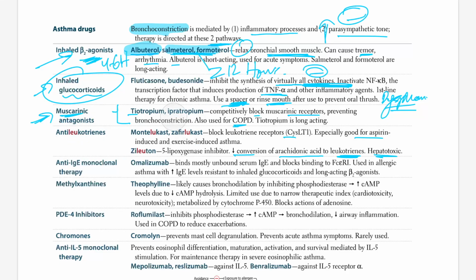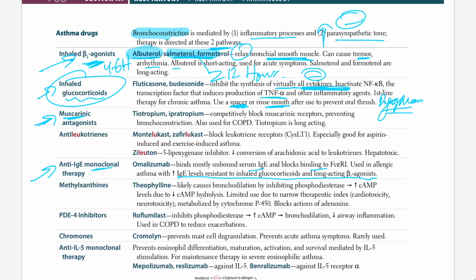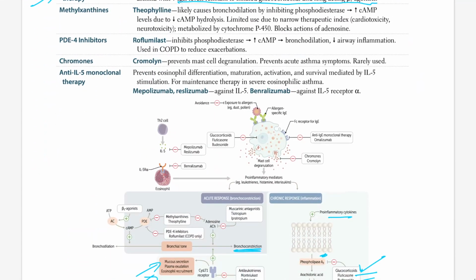Then you have the other one, which is anti-IgE monoclonal therapy, omalizumab. MAB is always monoclonal antibody, right? So omalizumab is IgE monoclonal therapy. It binds mostly unbound serum IgE and blocks the binding to Fc epsilon R1. It is used in allergic asthma with increased IgE levels resistant to inhaled glucocorticoids and long-acting beta-2 agonists. So let's look at that in the picture. Omalizumab.